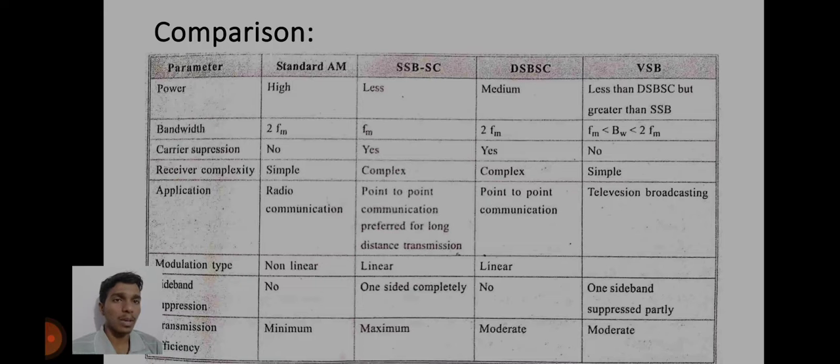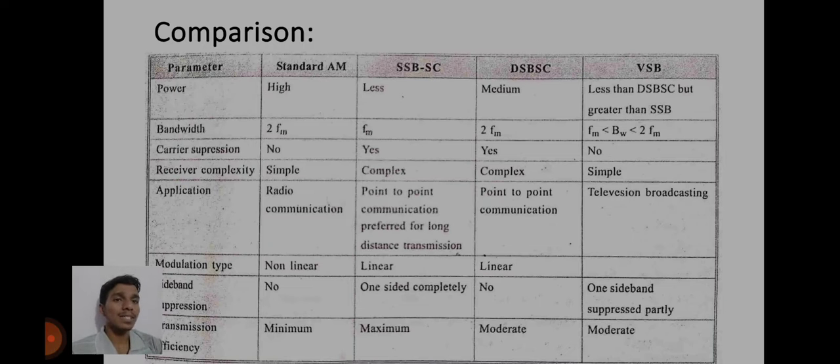going step by step. In AM, then in DSBSC the carrier is suppressed, in SSBSC one sideband and the carrier are suppressed, and in VSBSC some portion of a sideband is transmitted. So by comparing all of it, we can see that the power in standard AM is high, and in SSBSC the power is low, because only one sideband is transmitted, so the power requirement of SSBSC is less.